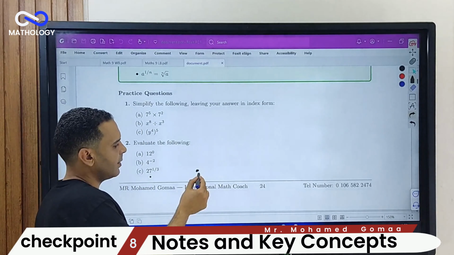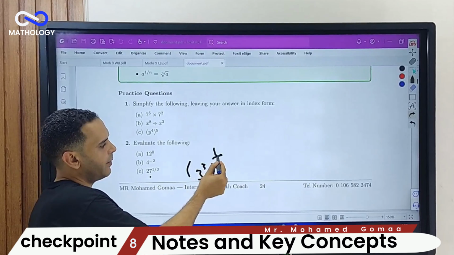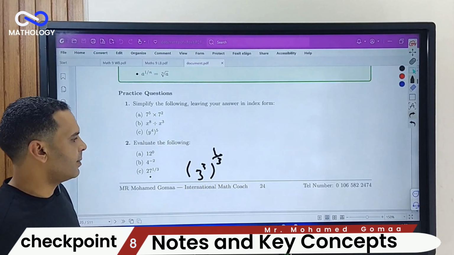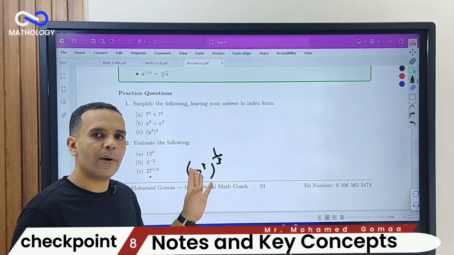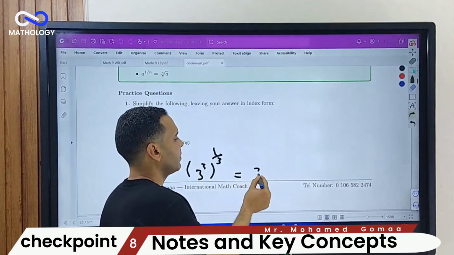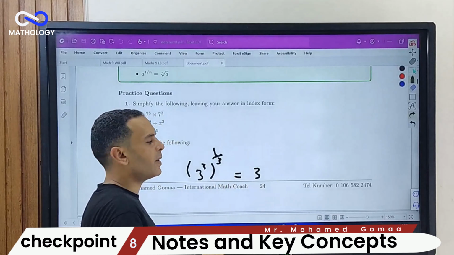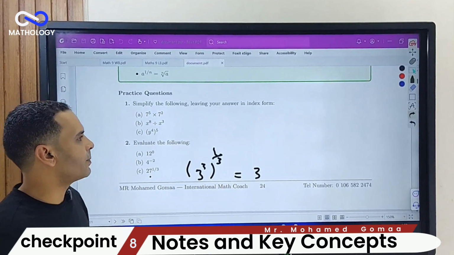27 equals 3 power 3, like this one, raised to power a third. As I said, when you have two powers, a power raised to another power, multiply them. Keep 3 and multiply 1/3 multiplied by 3, it will be 1. So the same answer, it will be 3.